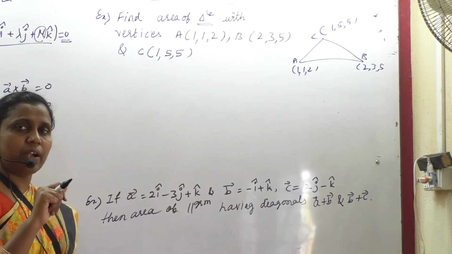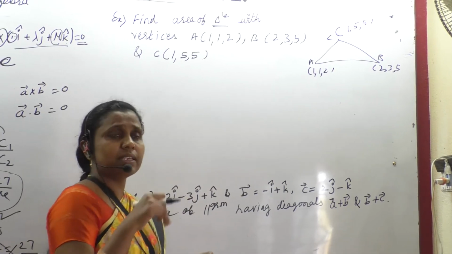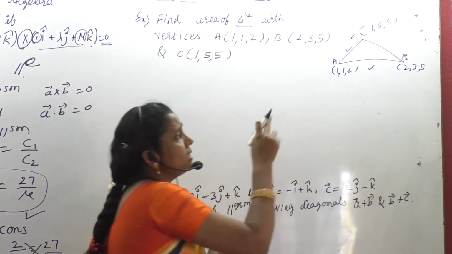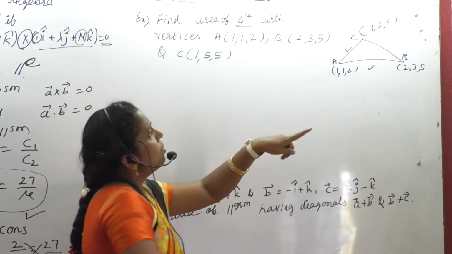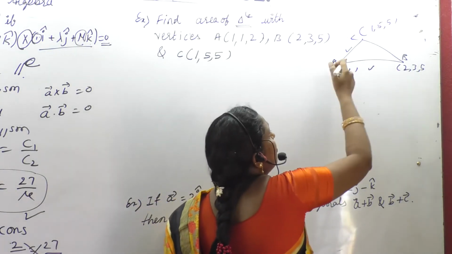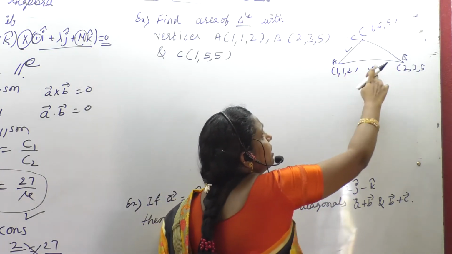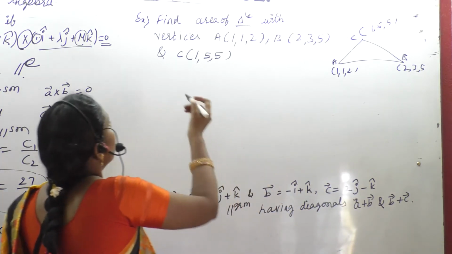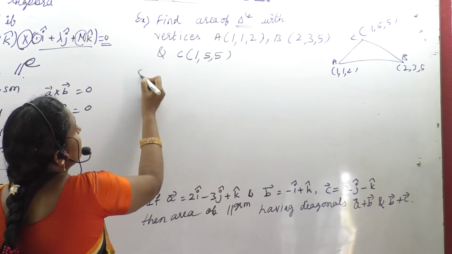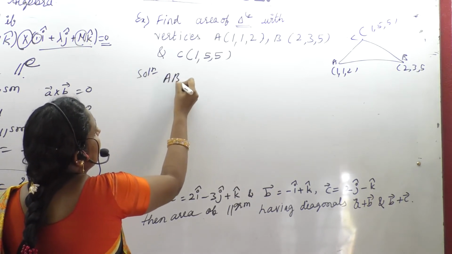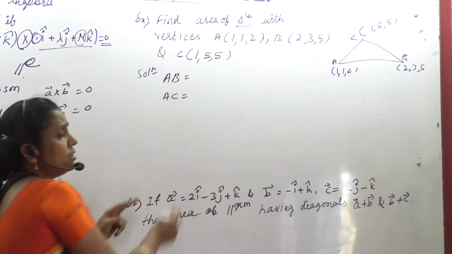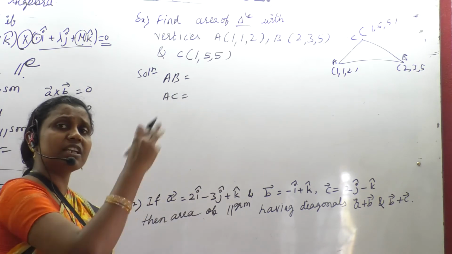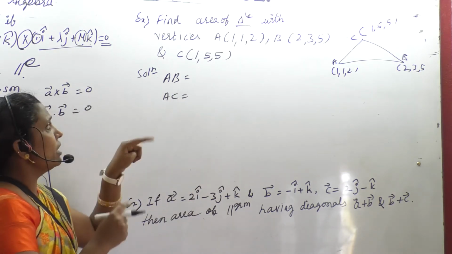Now what is to be considered? 2 adjacent sides we have to consider. Which 2 sides you consider is purely your choice. If you consider AC and AB, otherwise you can take BC and BA, or else AC and CB. Any 2 sides you consider, adjacent and continuous it should be. Now I will take AB and AC. We need only 2 vectors, no? Here 3 vertices are given. How to convert 3 vertices into 2 vectors? That we have to check.